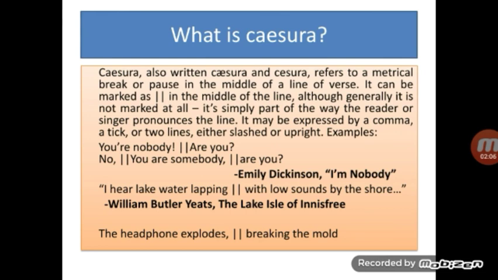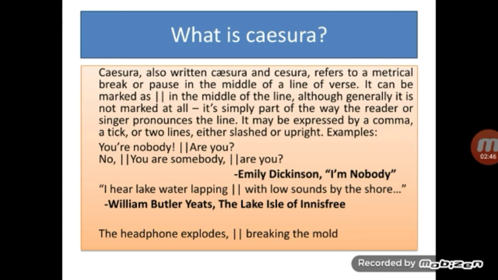And the second example is from William Butler Yeats, The Lake Isle of Innisfree. Very popular line: I hear lake water lapping with low sounds by the shore. Here you see, before "with low sounds by the shore," and after "I hear lake water lapping," there is a break. This break in between the line, here you see, is caesura.